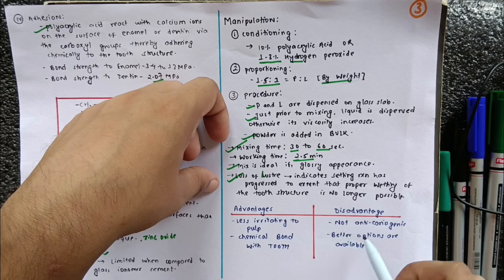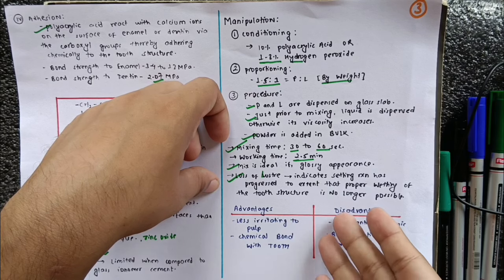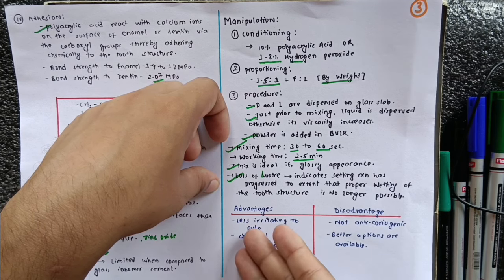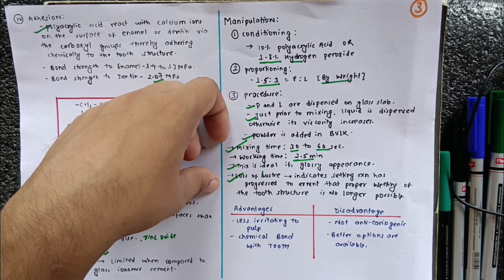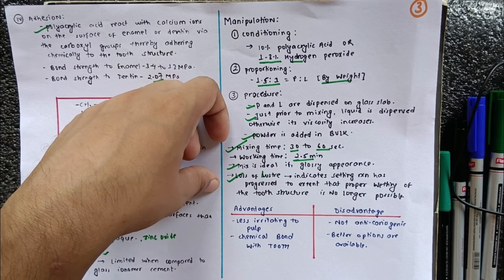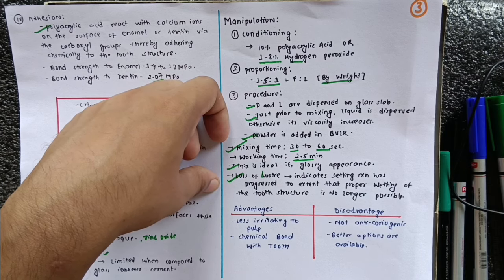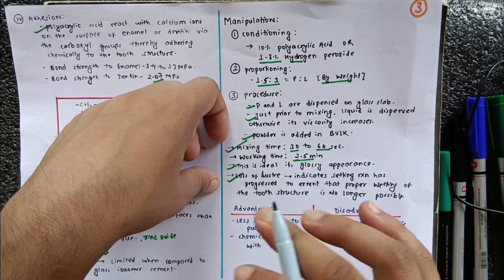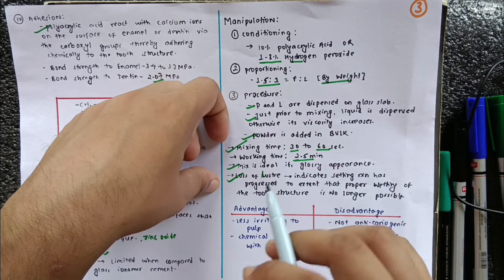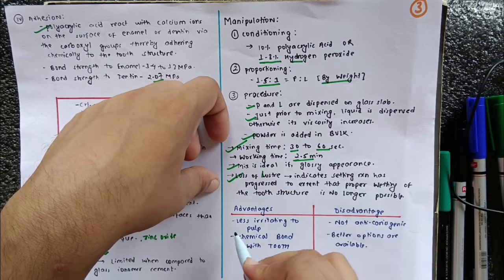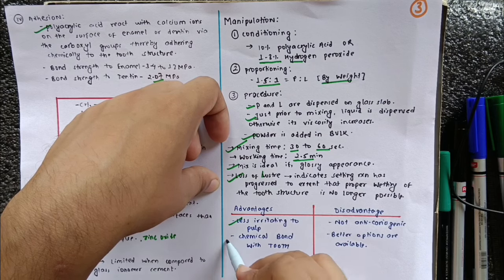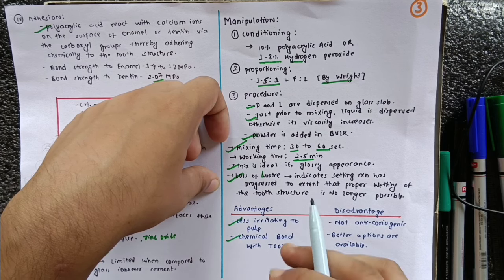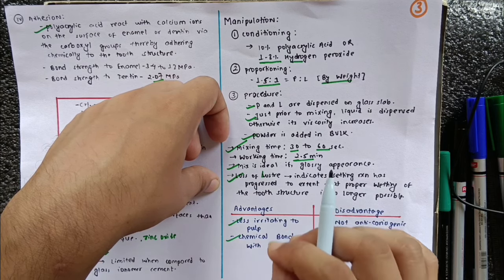Now the advantages and disadvantages. I have written two points for each. It is less irritating to the pulp, and as I mentioned previously, there are two reasons. One, the pH rises rapidly, and another, it has a larger molecular weight and size, so it doesn't penetrate the dentinal tubules. Another point is that it chemically bonds with the tooth structure. So it is the first cement that adhered to the tooth.